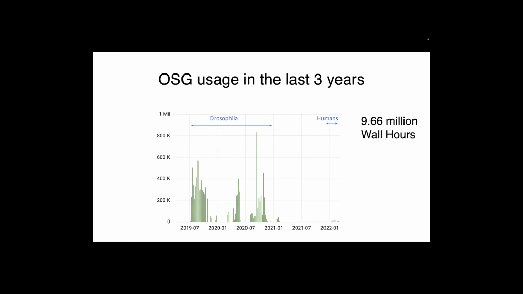We have really been able to get a lot of work done in this scenario, with about 9.66 million wall hours that I could get. This is all actually simulations of Drosophila, and humans is still in progress right now, and will hopefully reach the same level as the Drosophila level in a few months.